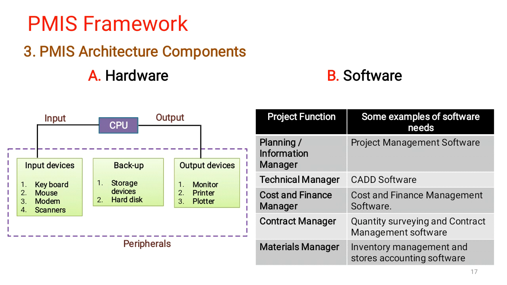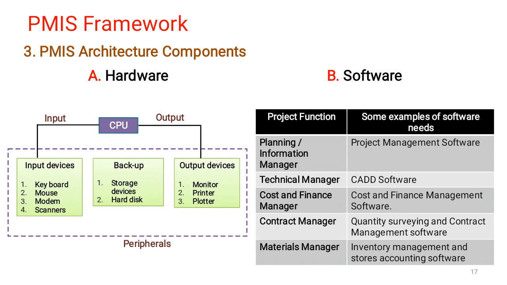Now the output devices are the monitor, printer, plotter, etc. And so this is the hardware architecture of a computer, or such an information system. And then we have the software architecture components. There are various software, there are various functions in this PMIS.